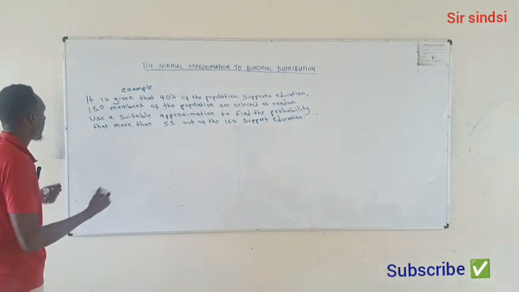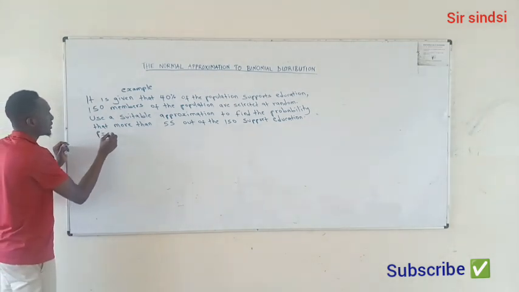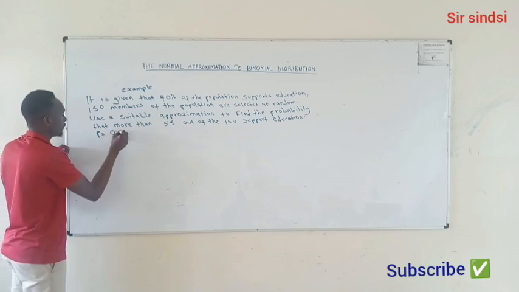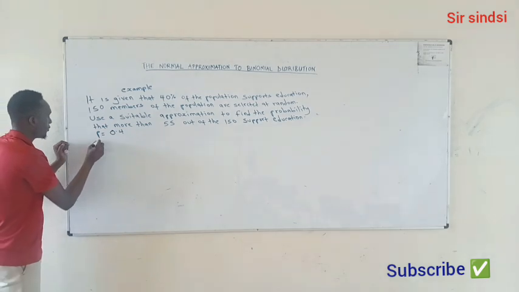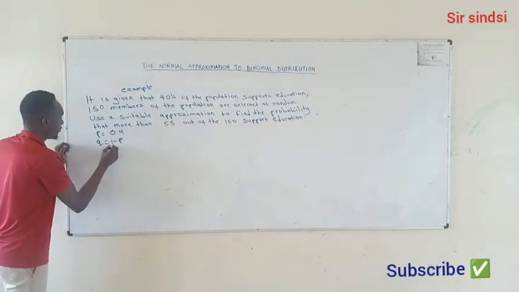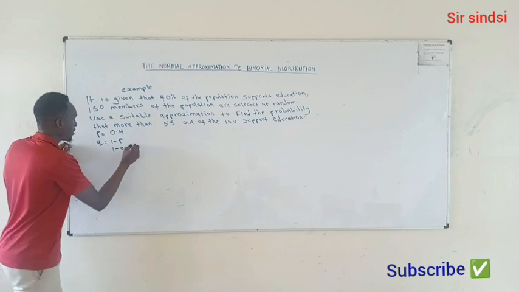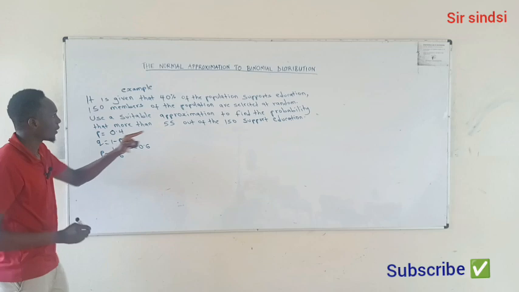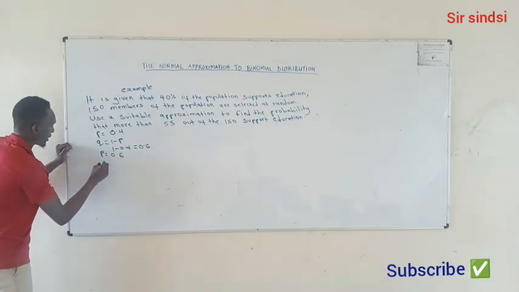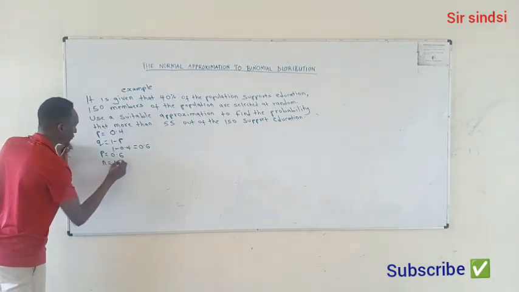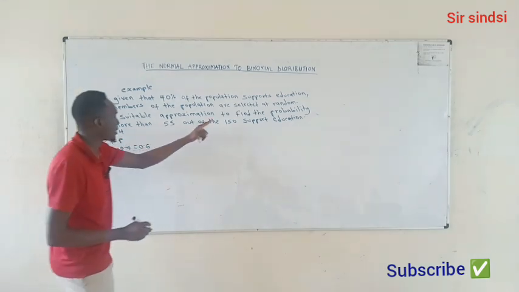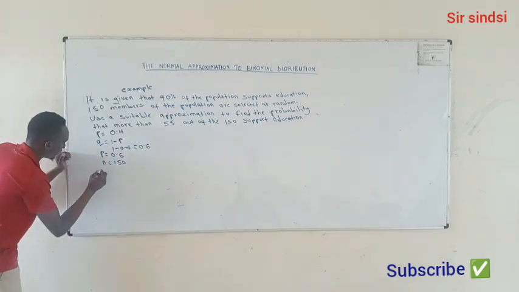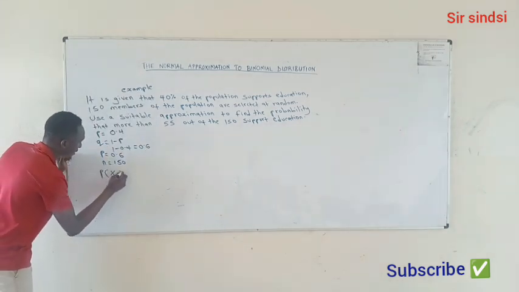Now here we realize that our P is 40%, which is 0.4. Therefore, our Q is 1 minus P, which is 1 minus 0.4, which is equal to 0.6. And 150 means N is 150. Using a suitable approximation, we want to find the probability that X is greater than 55.